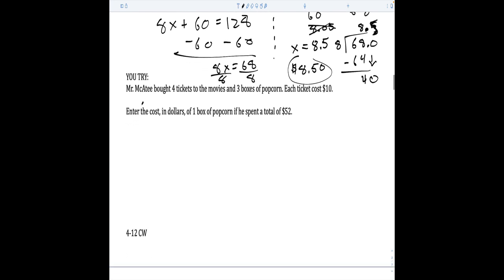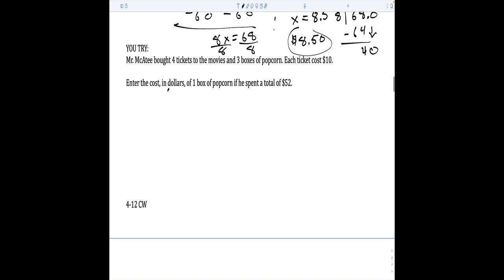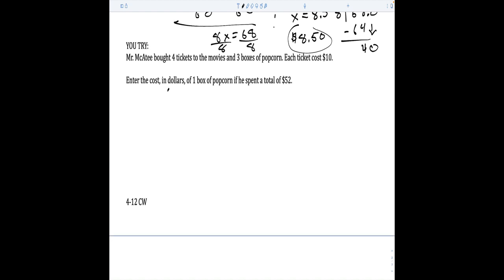Before you do the you try, you're going to read it together. Baylor, read it out loud. Mr. McAtee bought 4 tickets to the movies and 3 boxes of popcorn. Each ticket cost $10. Enter the cost in dollars of 1 box of popcorn if he spent a total of $52. Take 2 minutes to do this on your own. If you are stuck, look at the board. I'm going to be cold calling, but you should try this first solo if you can. This stuff is tricky. The best way you're going to improve is just to get multiple practices and at-bats with it.